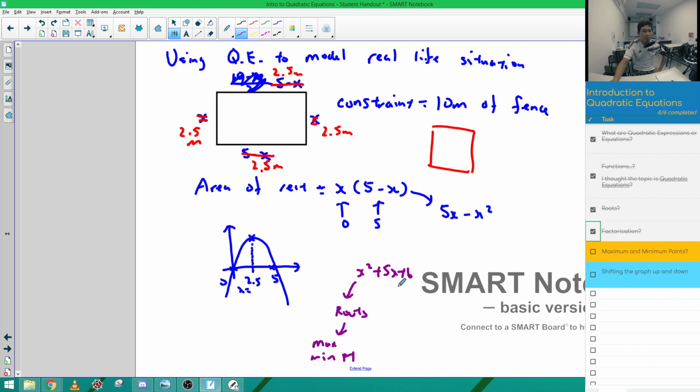Or if you just want the maximum or minimum point, you can go straight away using completing the square. So depending on what you want: if you want the roots, I will say go ahead with cross factorization. If you want the maximum or minimum point straight away, go for completing the square. And that's why we need two separate methods.